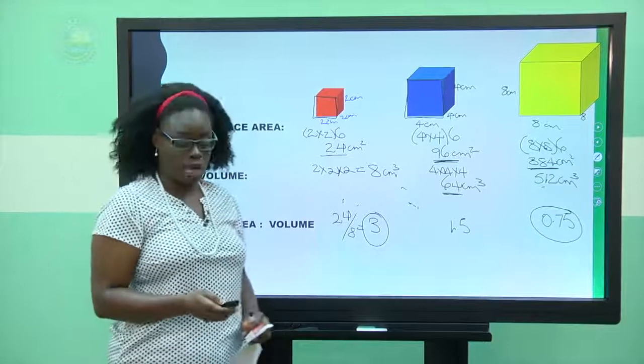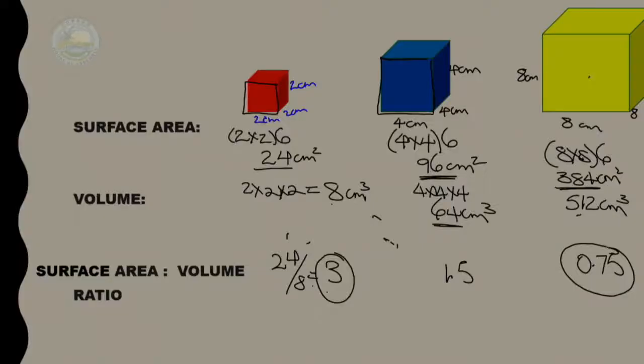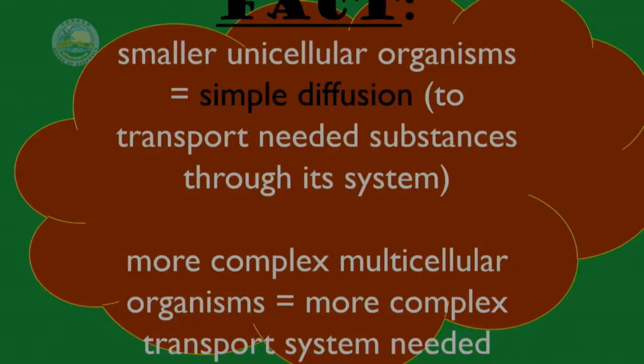So what does that mean in biology? It means the larger the organism, the smaller the surface area to volume ratio. This is a fact that you must know in continuing this course. Know that the larger the organism, the smaller the surface area to volume ratio. And we did establish that from this calculation, as you can see. The larger the object, the smaller its surface area to volume ratio.